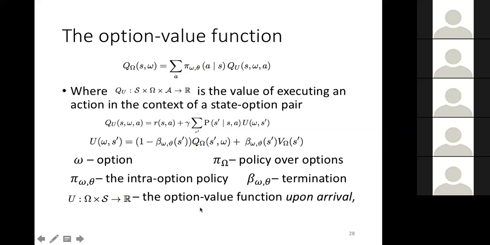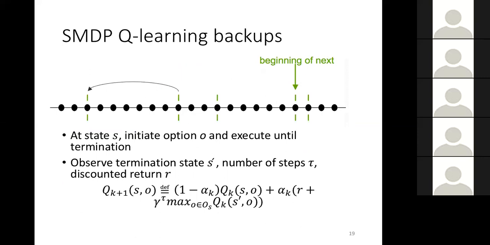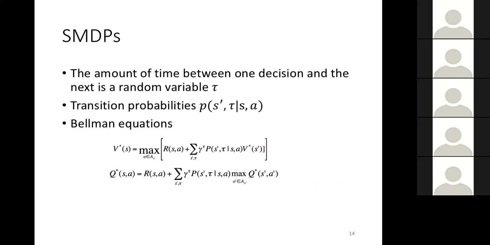So what is V omega based on? V omega is calculated as we mentioned before, the SMDP. V is calculated based on this equation, which is similar to traditional reinforcement learning, except that the time interval is not one. It depends on the random variable tau.